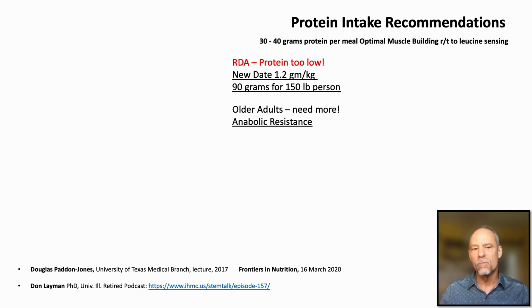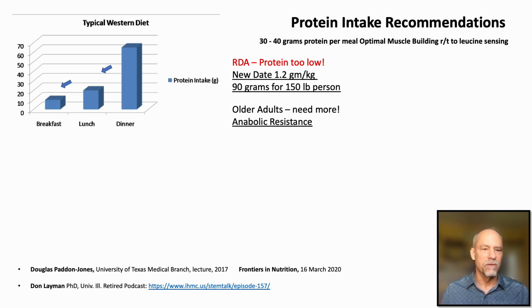The RDA is way too low. New data suggests that about 1.2 grams per kilogram, that's about 90 grams for a 150-pound person, is more likely to be effective. And in older adults, they have an anabolic resistance. There's not as much digestive power in the gut. The acid production goes down, enzymes go down. The muscles actually need a higher level of leucine to respond. So in older adults, even more protein is necessary.